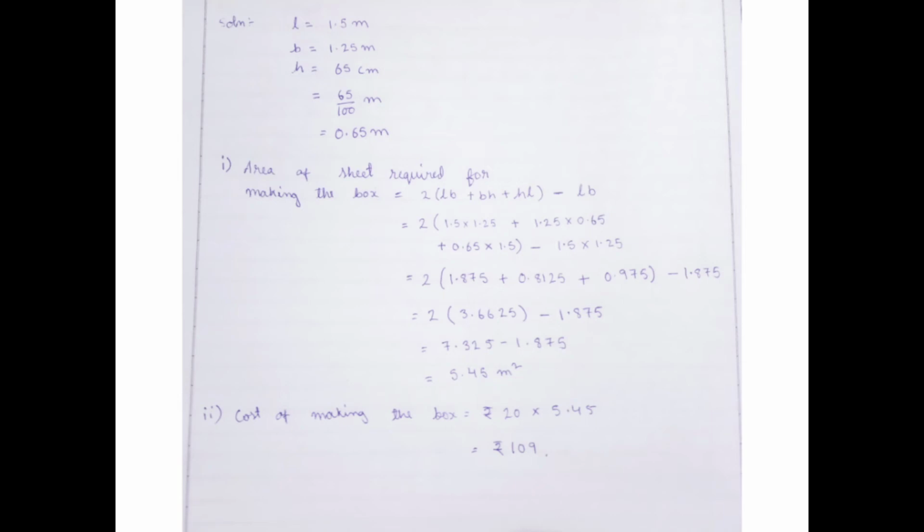Okay, now sub question 2, cost of making the box. So the cost of making the box at rupees 20 per meter square means it is rupees 20 for 1 square meter. So for 5.45 square meter, you have to multiply by 5.45. So 20 into 5.45, you will get 109. So that is your cost of making the box. Okay, that is your answer for question number 1.